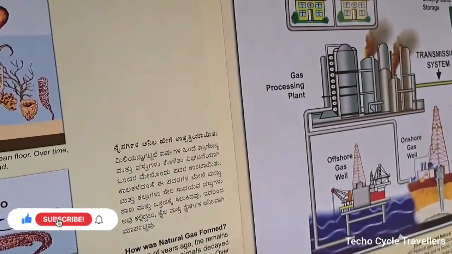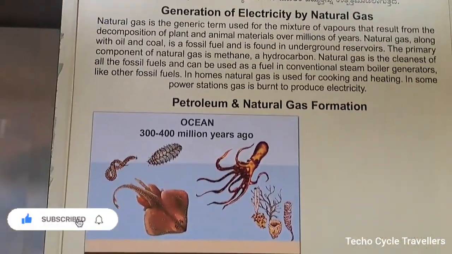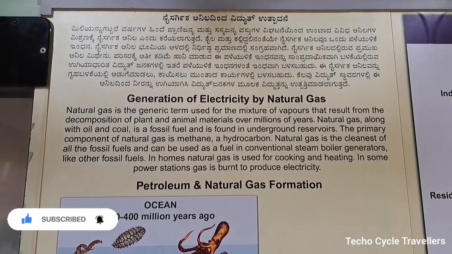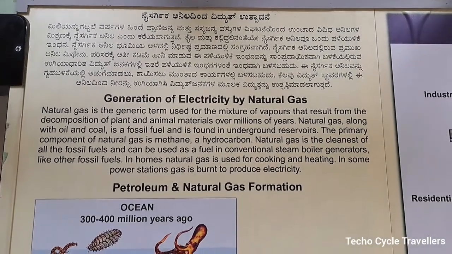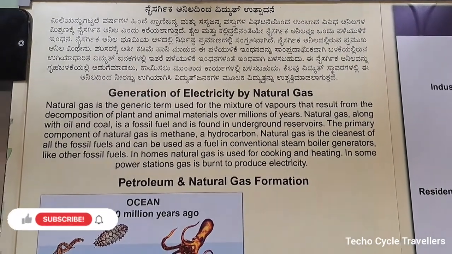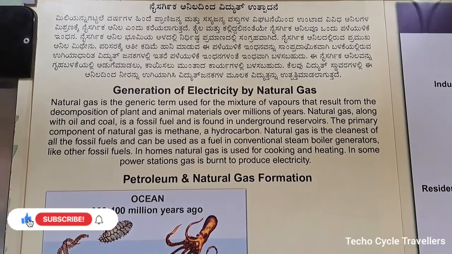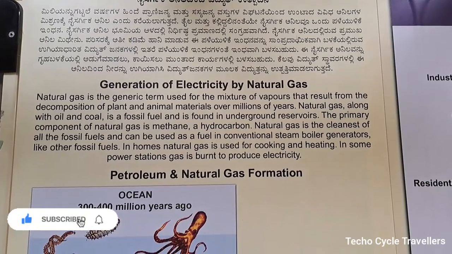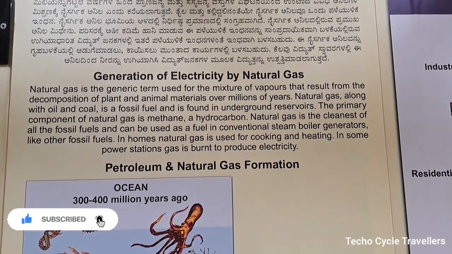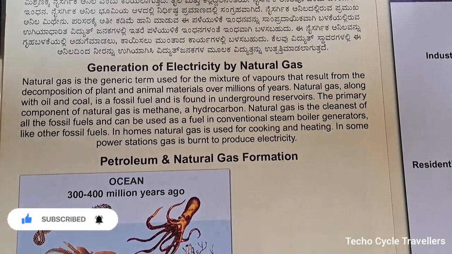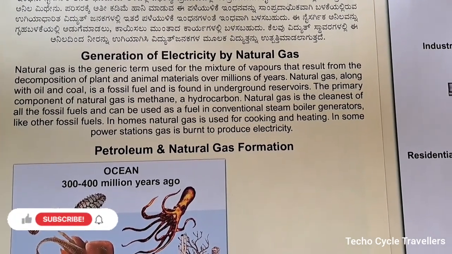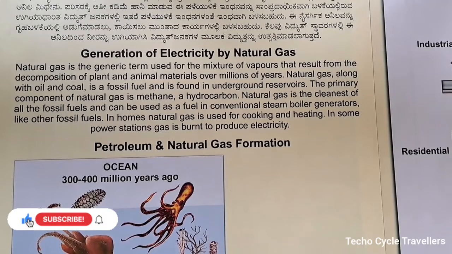Generation of electricity by natural gas. Natural gas is a generic term used for the mixture of vapors that results from the decomposition of plant and animal materials. For millions of years, natural gas along with oil and coal, a fossil fuel, is found in underground reservoirs. The primary component of natural gas is methane, a hydrocarbon.